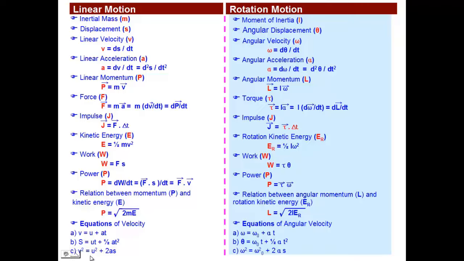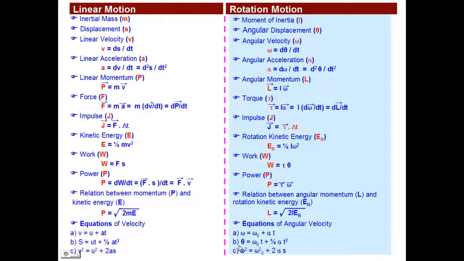Now next is v square equals u square plus 2as, where v is the final velocity, u is the initial velocity, a is acceleration and s is distance. Same as in rotation motion with respect to angular velocity, we have omega equals omega 0 plus alpha t, where omega is the final velocity, omega 0 is the initial velocity of the object, alpha is angular acceleration, and t is time.